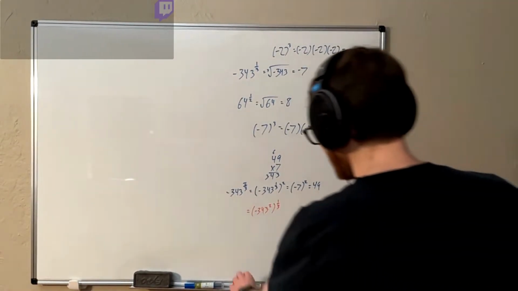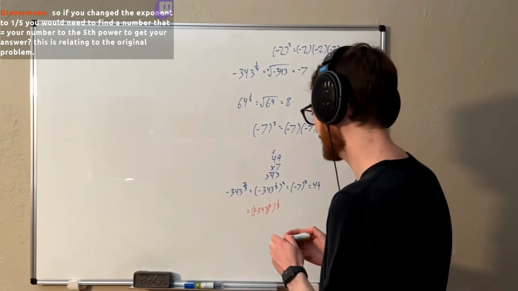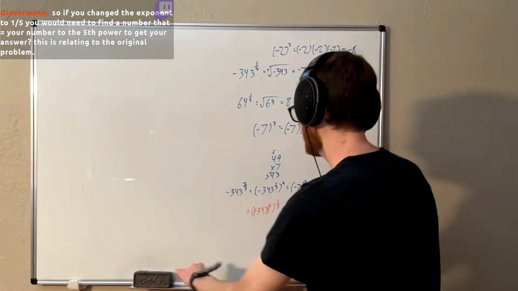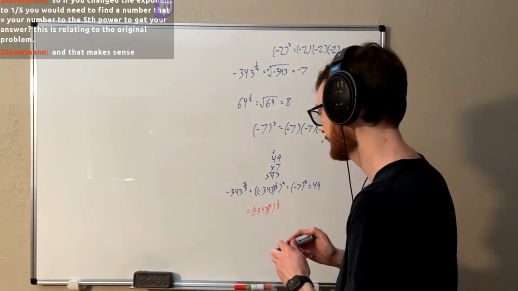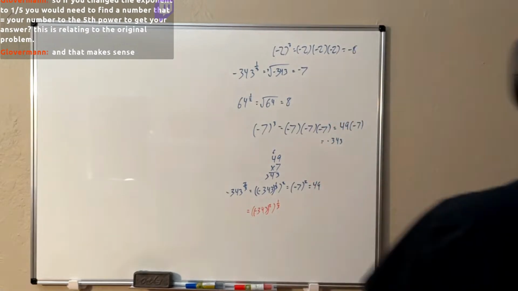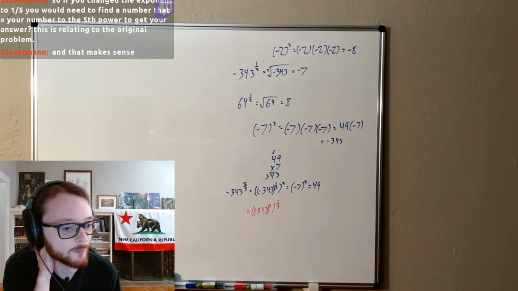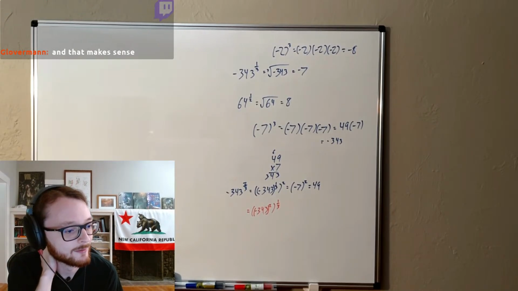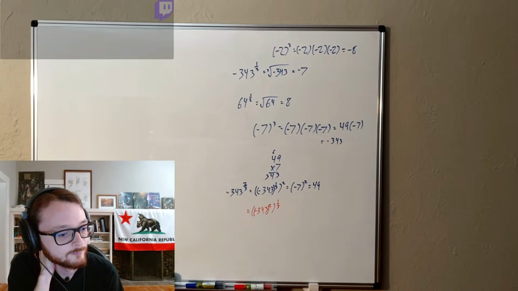And actually, the negative sign is a little bit finicky. I was being a little fast and loose with the negative sign, but it's technically this. Because like I said before, negative signs with fractional exponents are a little bit weird. Change the exponent to 1/5, find a number that equals a number to the 5th power. Exactly that, Cleverman. Yeah. That's the pattern that you need there.